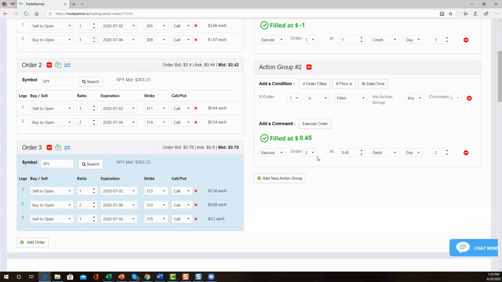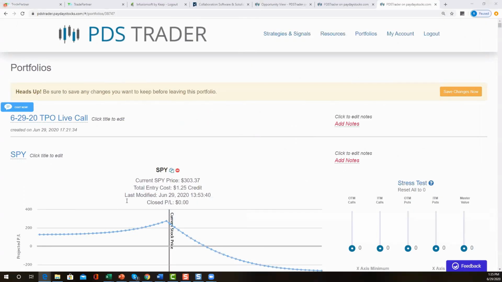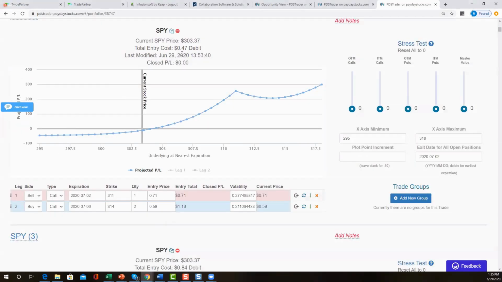So here is the bullish, the 2-to-1, 311, 314. This is again at a debit of 47. It's trading right now at a debit of 41, maybe 42.